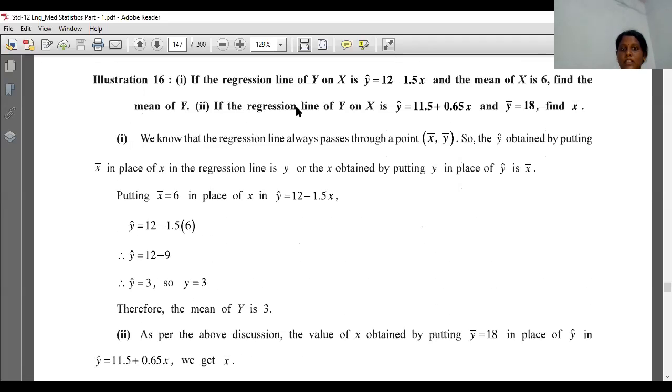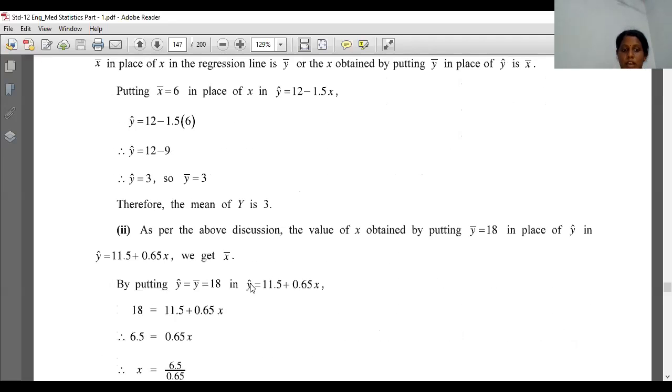Now the second one, the regression line of y on x, where y cap equal to 11.5 plus 0.65x and y bar is 18, find x bar, right? Now y cap equal to 11.5 plus 0.65x. Okay, then y bar is 18. So previously we considered y cap equal to y bar, right? So here we will consider y bar equal to y cap. So the y bar value is 18. So we will consider y cap equal to 18.